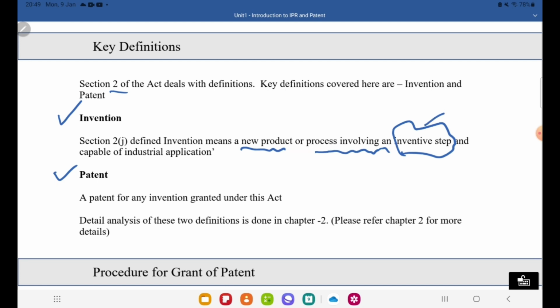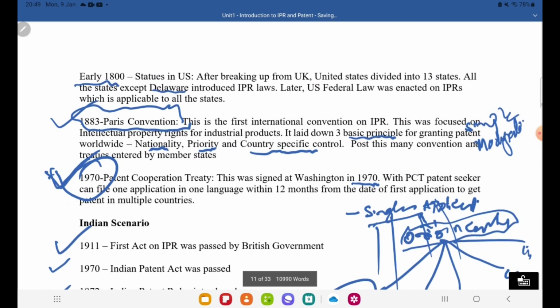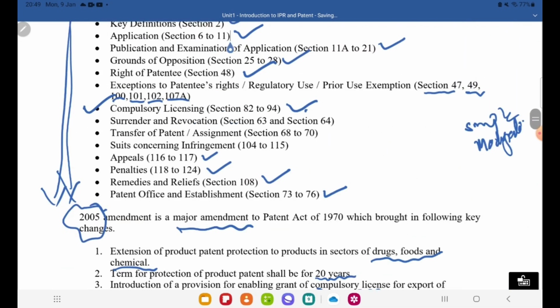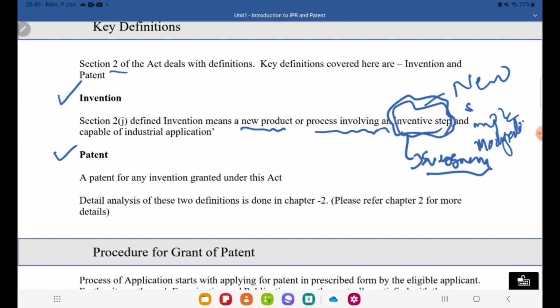Inventive step means it is a completely new one. It cannot be just a simple modification to existing innovations or existing usage. Okay, simple innovations will not be considered. So there should be an inventive step. Otherwise, it will result in evergreening. All these points we discussed in our patent video, so you can refer to that.